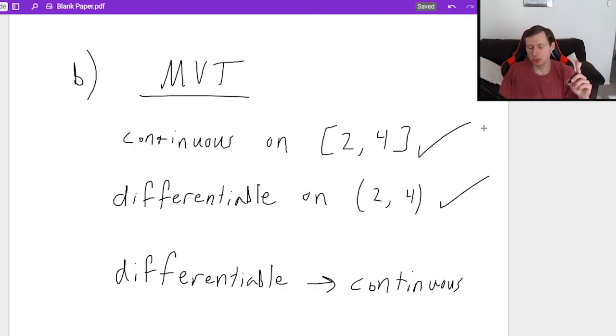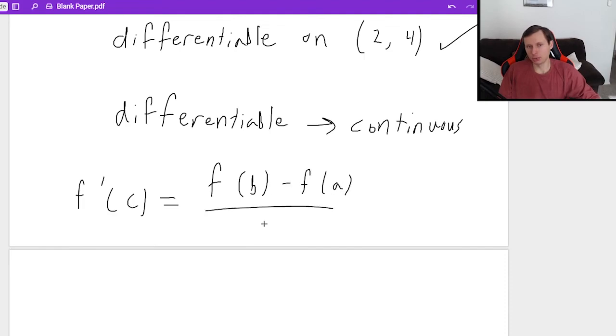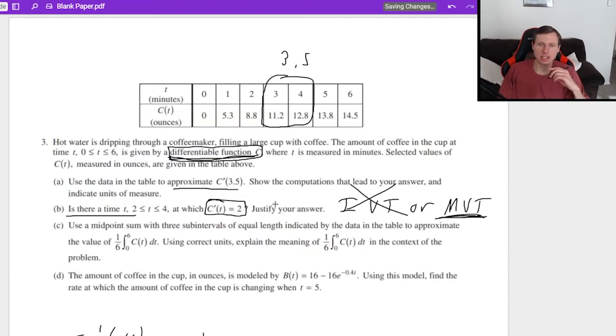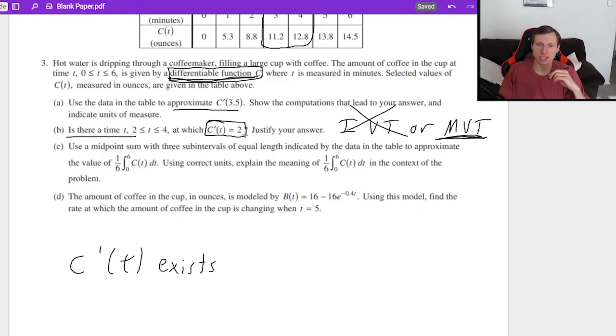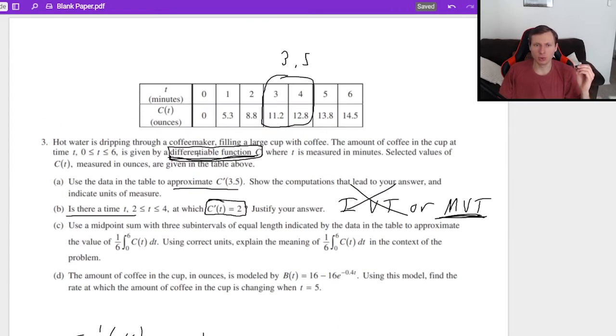Now we just need to actually use the mean value theorem, which says f prime of some value c equals f of b minus f of a over b minus a. Since they said that they want to prove that c prime of t is 2, that's the derivative, that 2 goes right there. So 2 equals b and a. I believe we're looking between 2 and 4. So we're really looking at this point here and that point there.